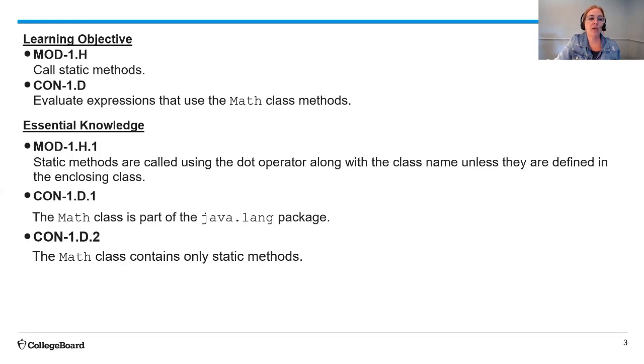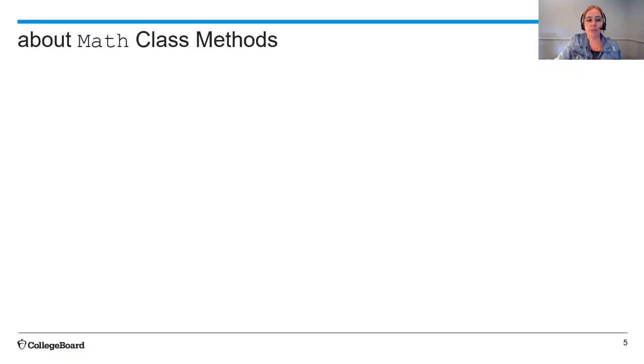You'll notice here that MOD 1H, the learning objective, tells us that Math class methods are static. And CON 1D talks about how you will be required to evaluate expressions that use Math class methods. So you're going to need to be able to predict code and apply these methods to actual data. And then you have 3 essential knowledge statements.